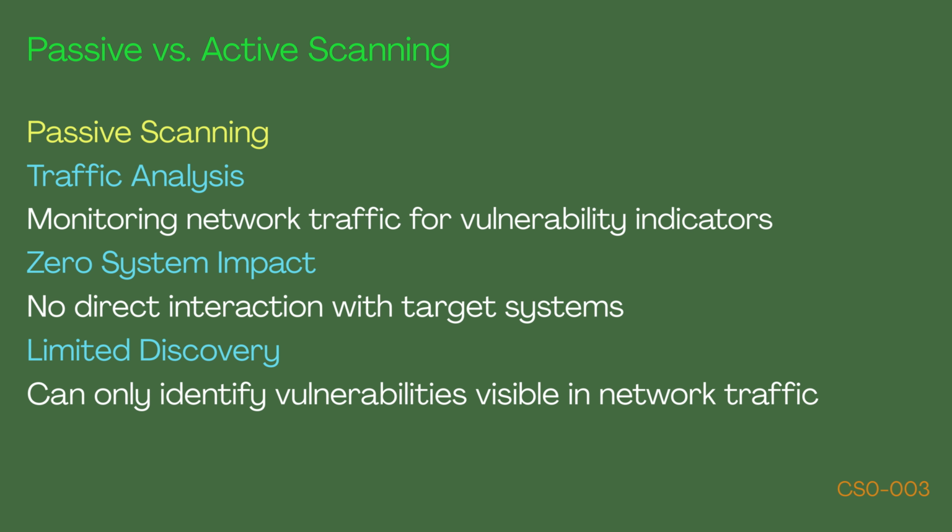Now, passive versus active scanning is important to remember for all these various tests. Passive scanning: traffic analyses, zero system impact, and limited discovery. For traffic analyses, that's monitoring the network traffic for the vulnerability indicators. And there's no direct interaction with the target system, so you've got the zero system impact. But they can only identify vulnerabilities visible in network traffic. There's limited discovery with the passive scanning. It's more stealthy and less potent.